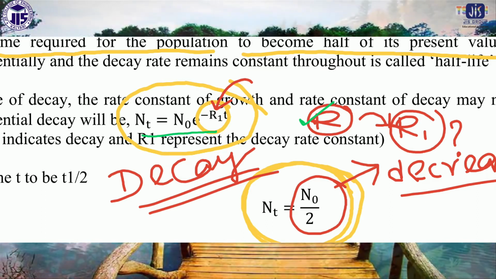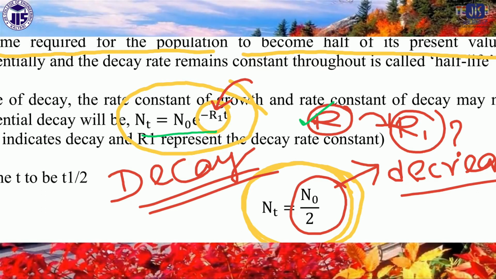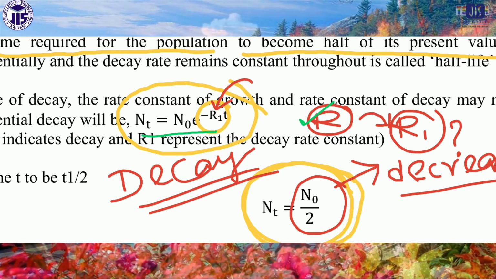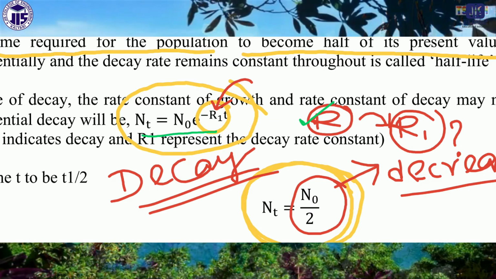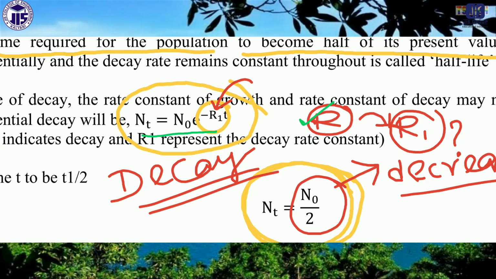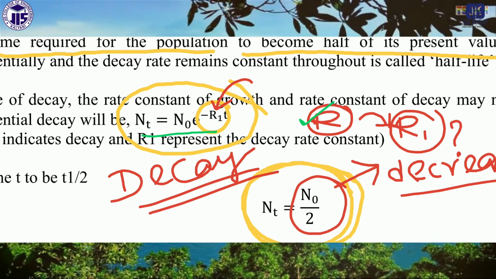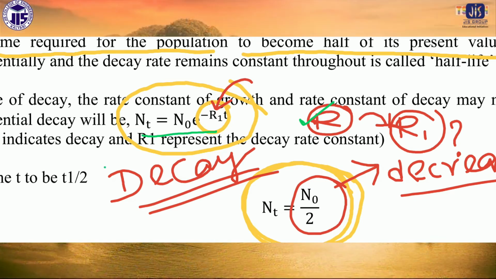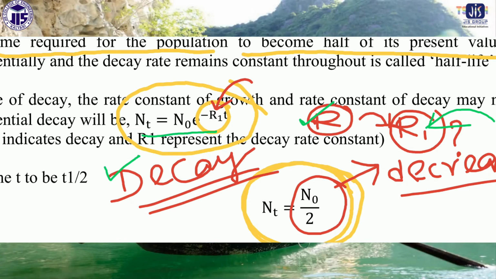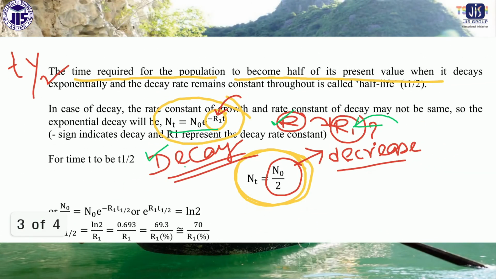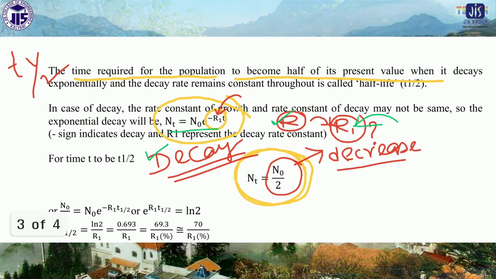But here we are considering the decay rate constant, because what we are calculating is when the population will be half with respect to the initial population. So how is it possible that the population will be half of the initial population? Obviously the population is decreasing. If the population is not decreasing, then it is not possible. So this indicates that we have to use the decay rate constant instead of the growth rate constant. So here r1 is the decay rate constant, and you know that decay and growth act in opposite directions.